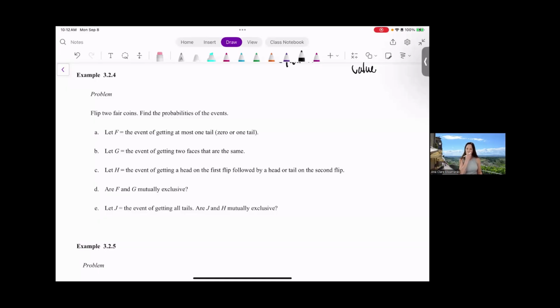Now, in a previous example, we had listed the sample space. So if we're flipping two coins, the options are heads and tails on the first flip, and on the second flip, it's also heads and tails. So if you look at the outcomes, we have heads, heads, heads, tails, tails, heads, and tails, tails. So in the sample space, here are our outcomes. F is the event of getting at most one tail.